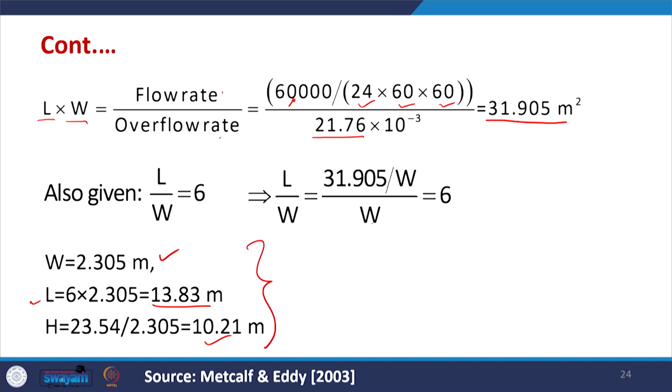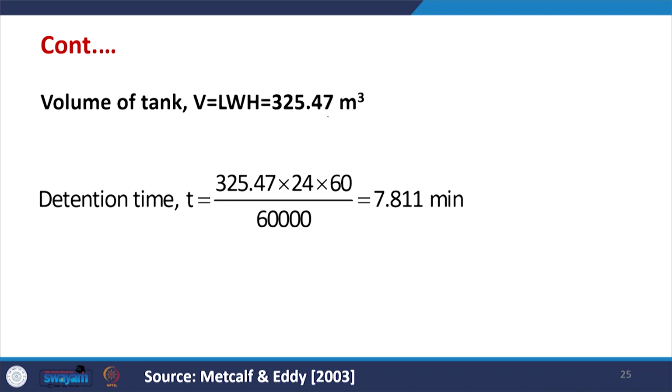We will cross check with respect to the available area whether it is fitting our conditions or not. Otherwise, we can modify these conditions so as to change these dimensions, and still it should work out. The volume of the tank is coming out to be 325.47 meter cube. The detention time will be, because this is the meter cube and this is the flow rate which was desired, if you solve it, 7.811 minute.